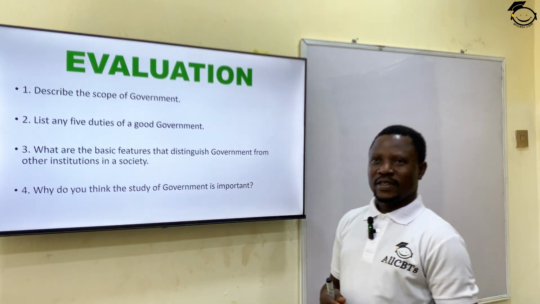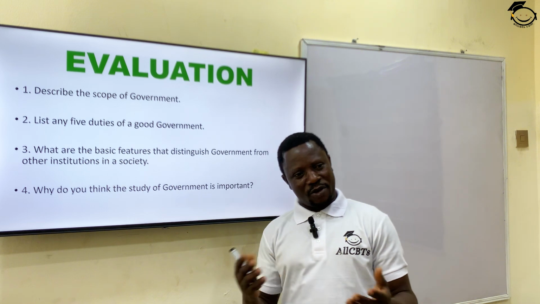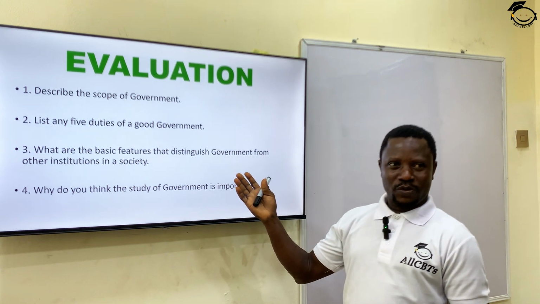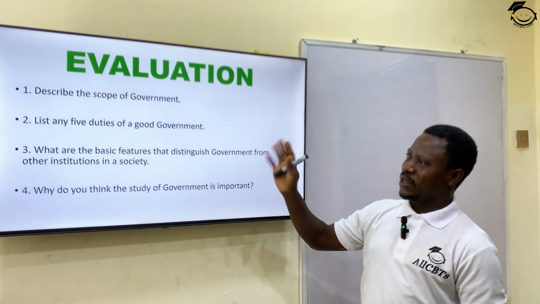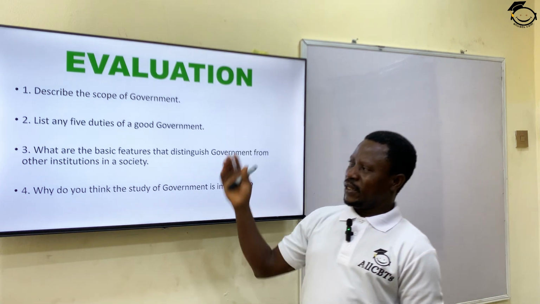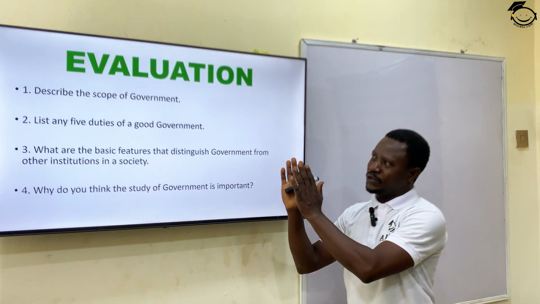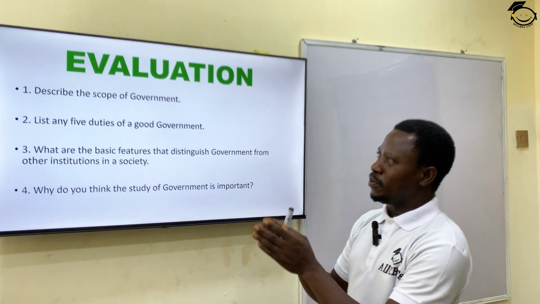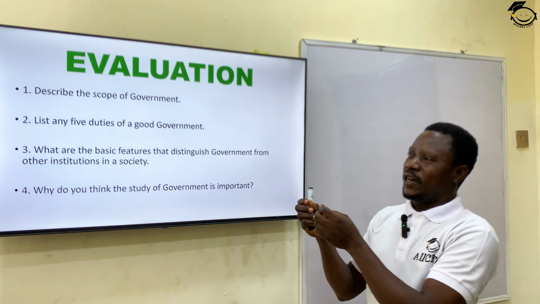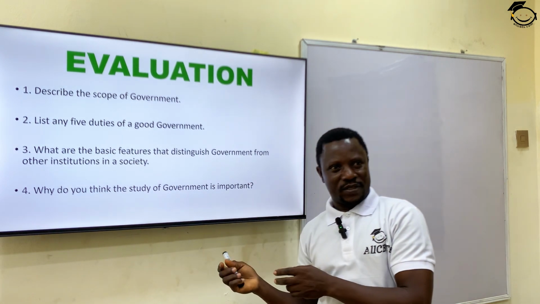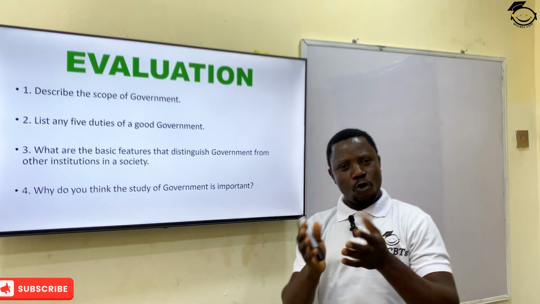1. Describe the scope of government. Just trying to summarize and round off what you have learned, and a take-home for you to go home and practice. These are various questions that have come out in NECO or JAMB and other sundry examinations. Describe the scope of government. When you have a question like this, it's different from define government. It's different from what is government. Another way of interpreting this question is: explain the scope of government.